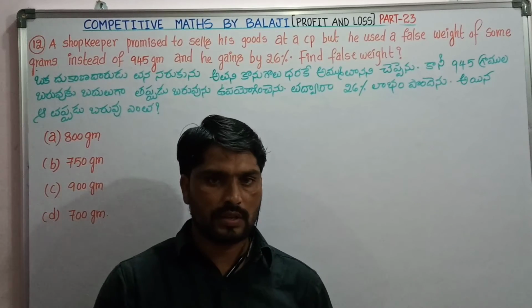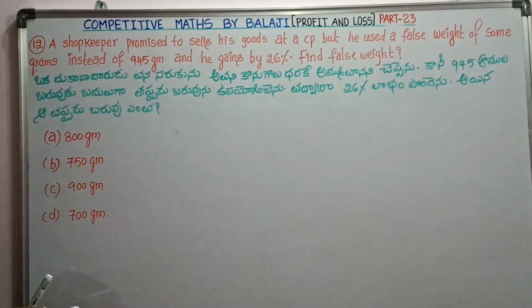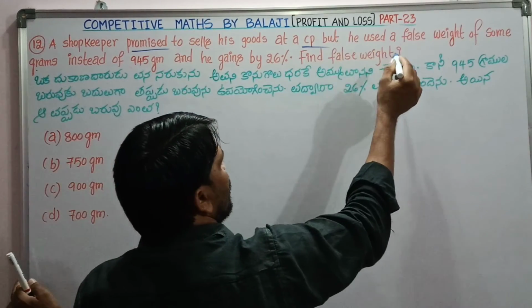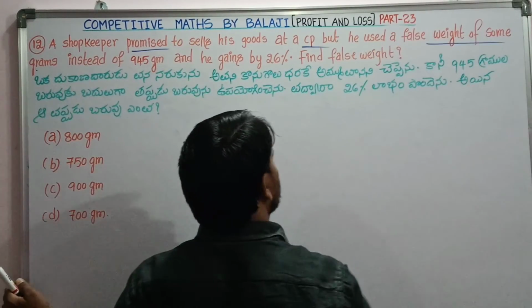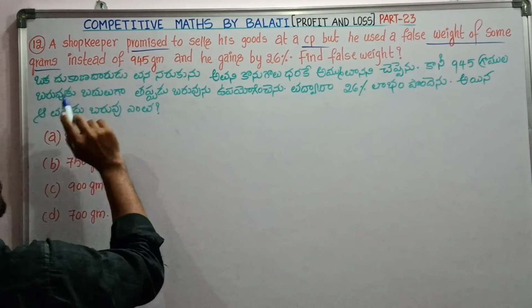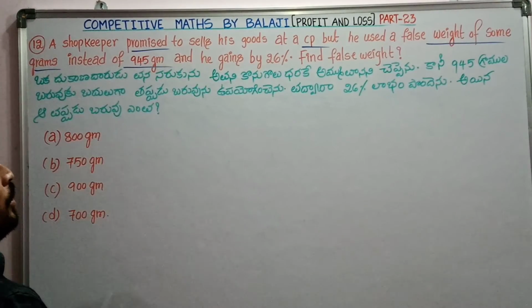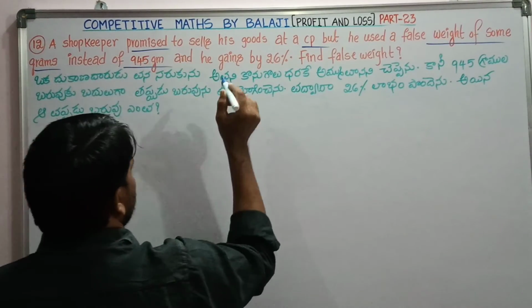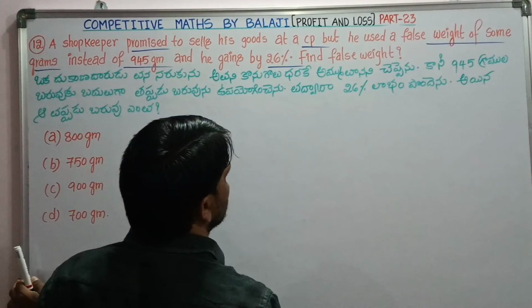Next and last question of this class, 12th one. A shopkeeper promised to sell his goods at CP, but he used a false weight of some grams instead of 945 grams, and he gains by 26%. Find the false weight.